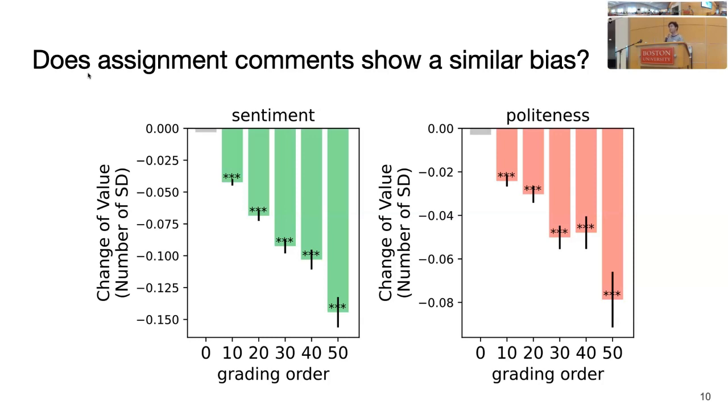Later graded assignments are receiving more negative sentiment as well as more implied comments. Here we already control for the score in this regression. We know that there can be a correlation between the sentiment and the scores, right? But the fact that we control for this and still see a similar pattern suggests that there might be some behavioral changes, like the graders are becoming more aggressive, like when they're getting tired for later graded assignments.